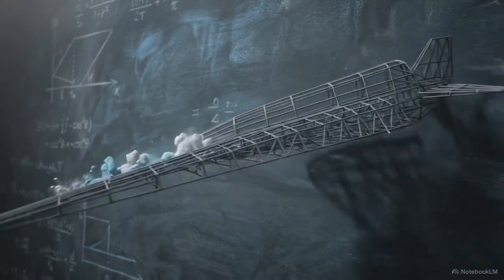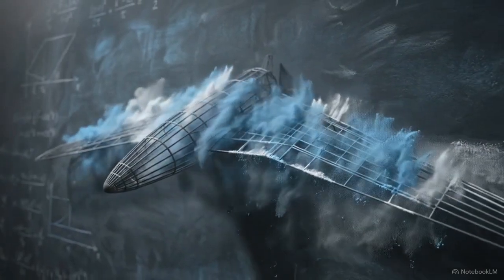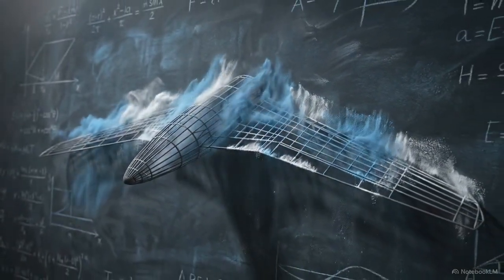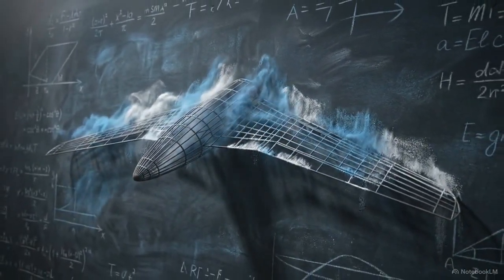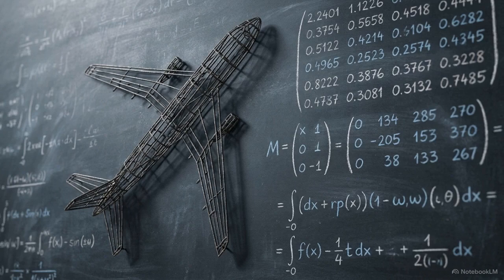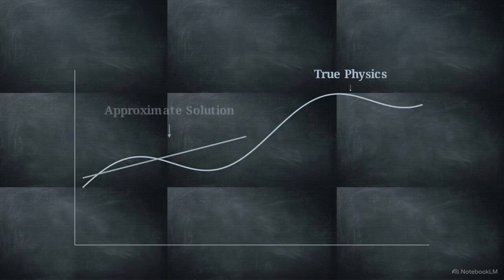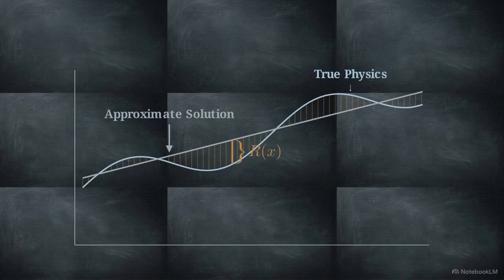Simulating the way fluid flows over an aerodynamic surface requires translating continuous physical behavior into a discrete, calculable mesh. This translation is driven by the mathematical engine of weighted residual methods. These methods work by taking an approximate solution and minimizing its mathematical error, or residue, across a specific physical domain.